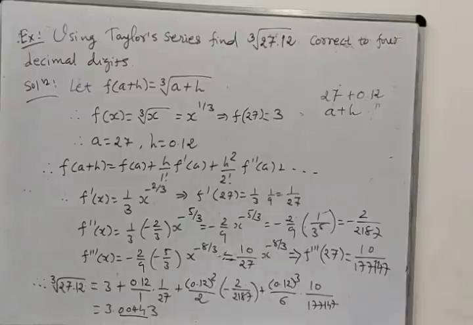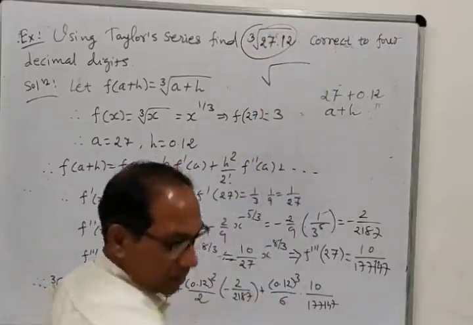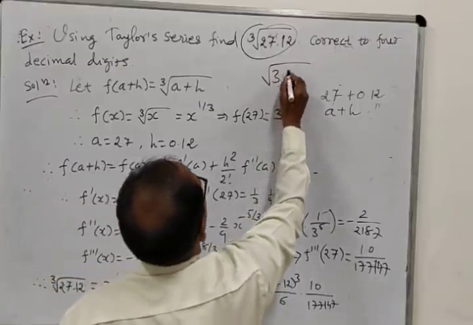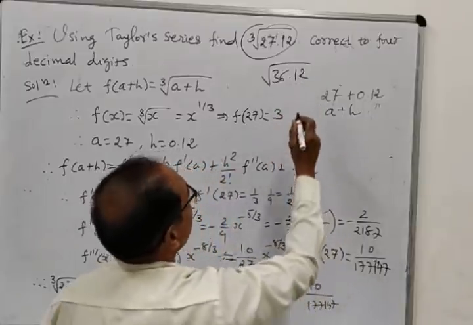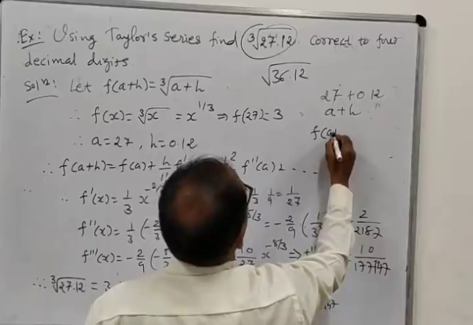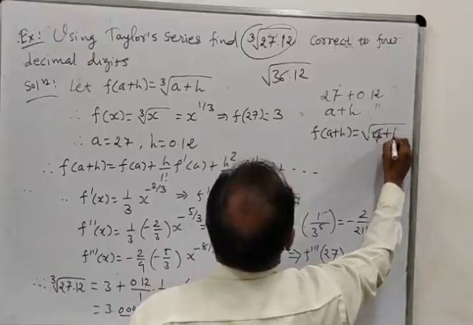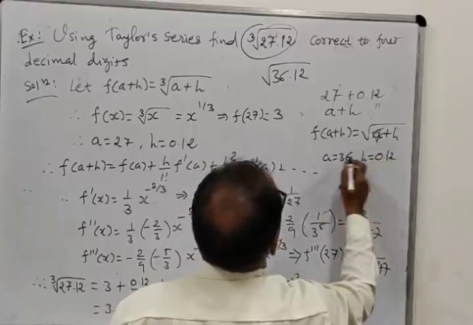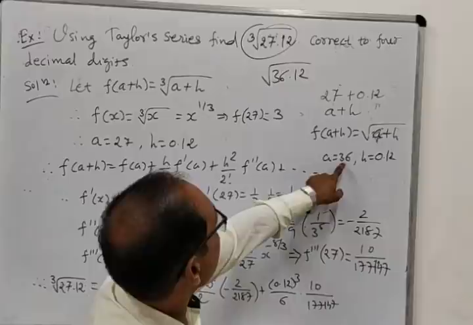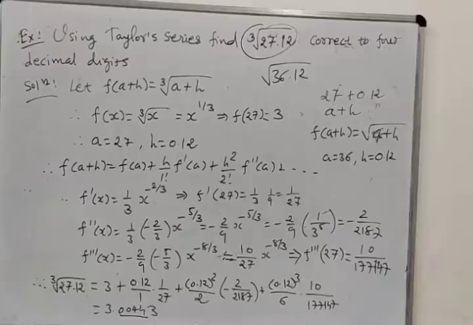Likewise, you can also be asked to find, instead of this cube root, the square root of 36.12, suppose square root of x. Then, as homework, I am giving you this example. You will have to assume this function as the square root of a plus h, and a equal to 36 you can assume and h equal to 0.12. So it will become 36.12 and the square root is there. Because 36 has the square root 6, this is very easily identified. Okay.